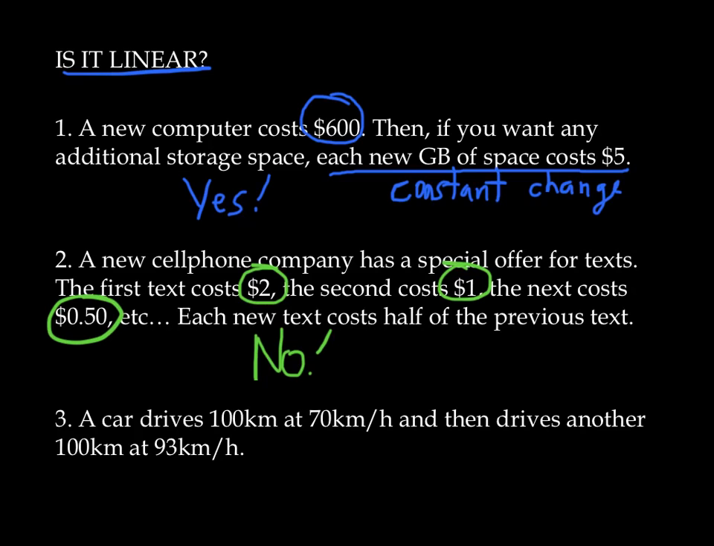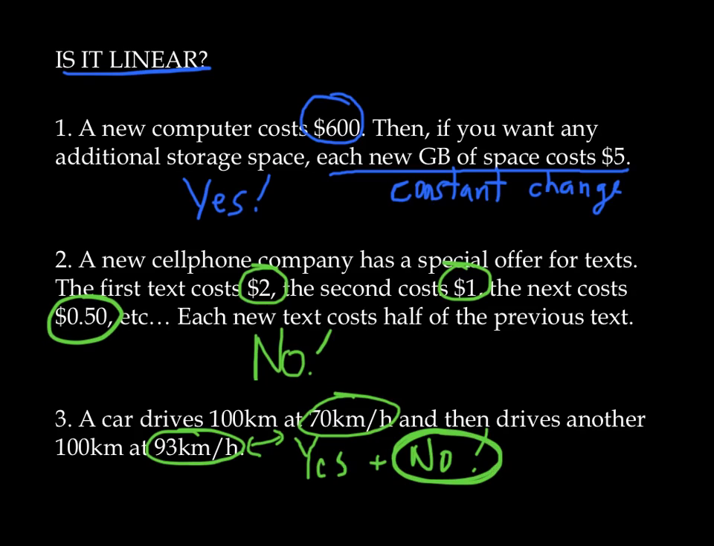And the third one, well, this is kind of a tricky one. You could say yes and no, and I kind of put that in there for fun. For a certain portion, we have a constant rate of change, 70 kilometers per hour. Every time I drive an hour, it's 70 kilometers of driving. And then we have another constant rate of change of 93 kilometers per hour. But taken together, this is actually a changing rate of change. So it would be more precise to say that no, this is not linear.